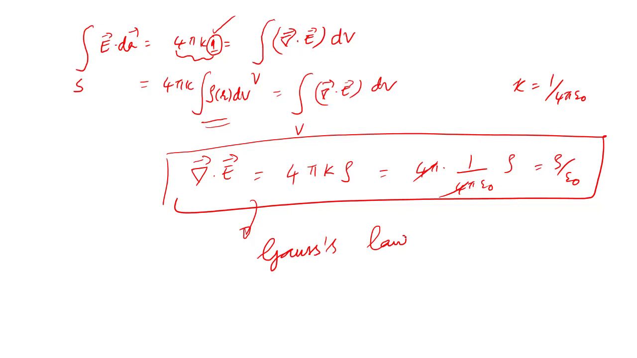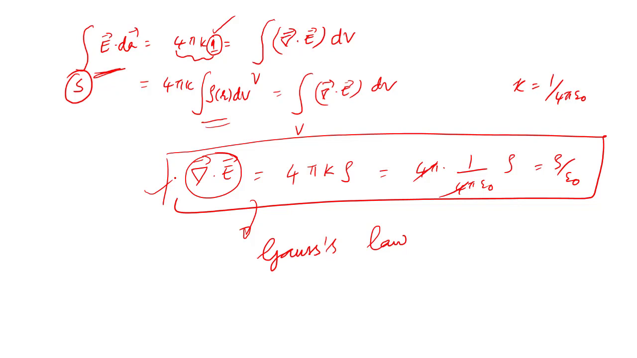This is very useful in solving problems because, based on the symmetry of the charge distribution, we can choose a surface so that we can make this surface integral very easy. So we could find what this del dot E should be, and from there we can find out what the electric field should be. Instead of doing the traditional integration with Coulomb's law, we could instead use this to find the electric field.